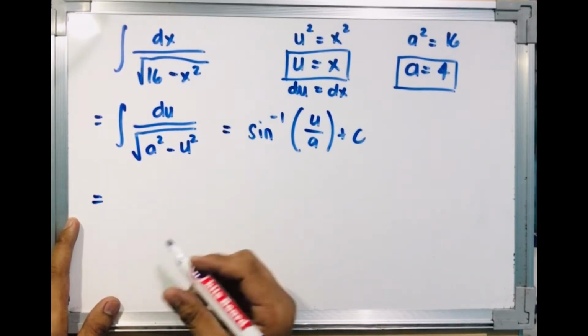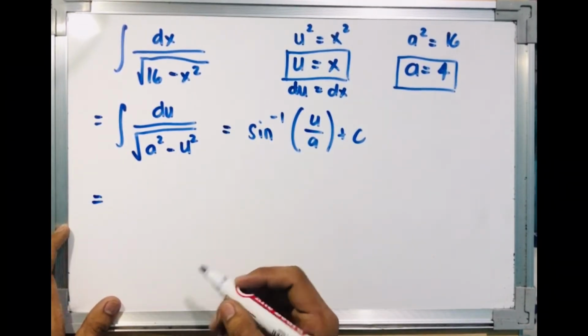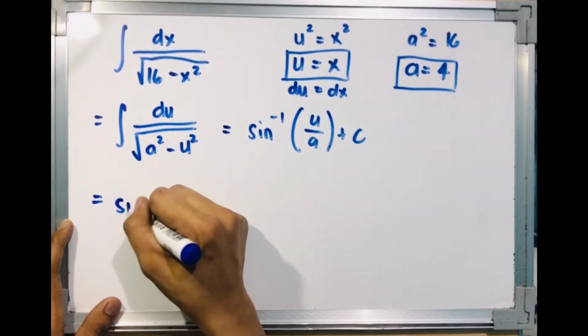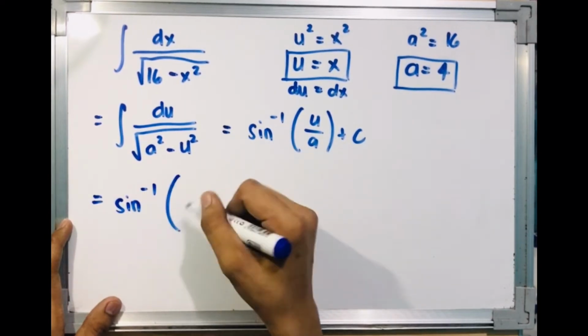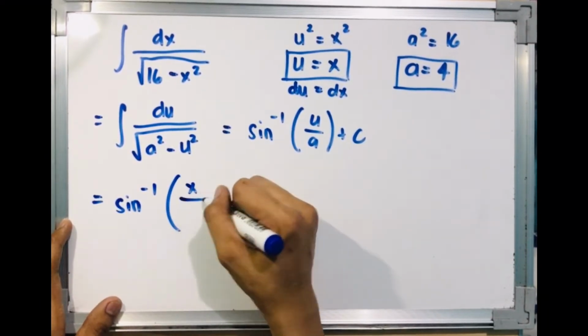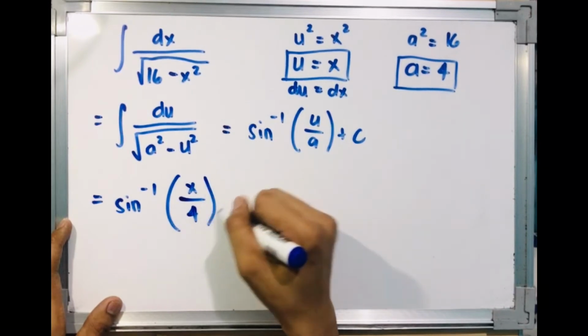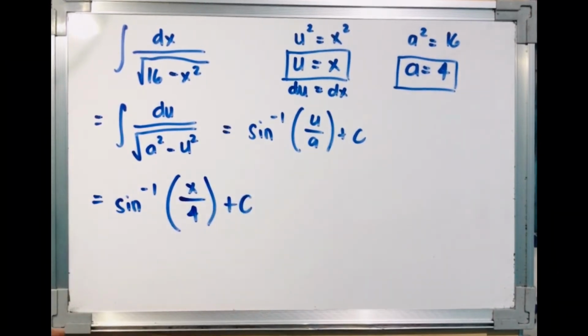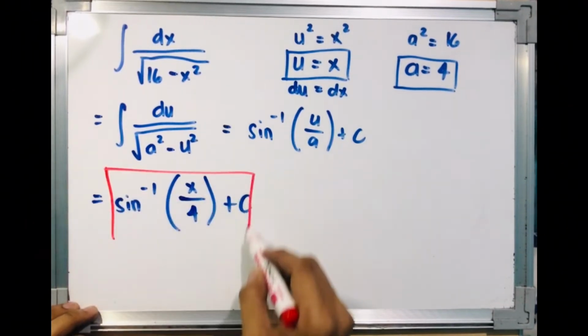And rewriting the equation with the substituted values, you have your arc sine. What's our u? That's x. And then what's our a? That's 4 plus c. Okay? This is the answer to this problem.